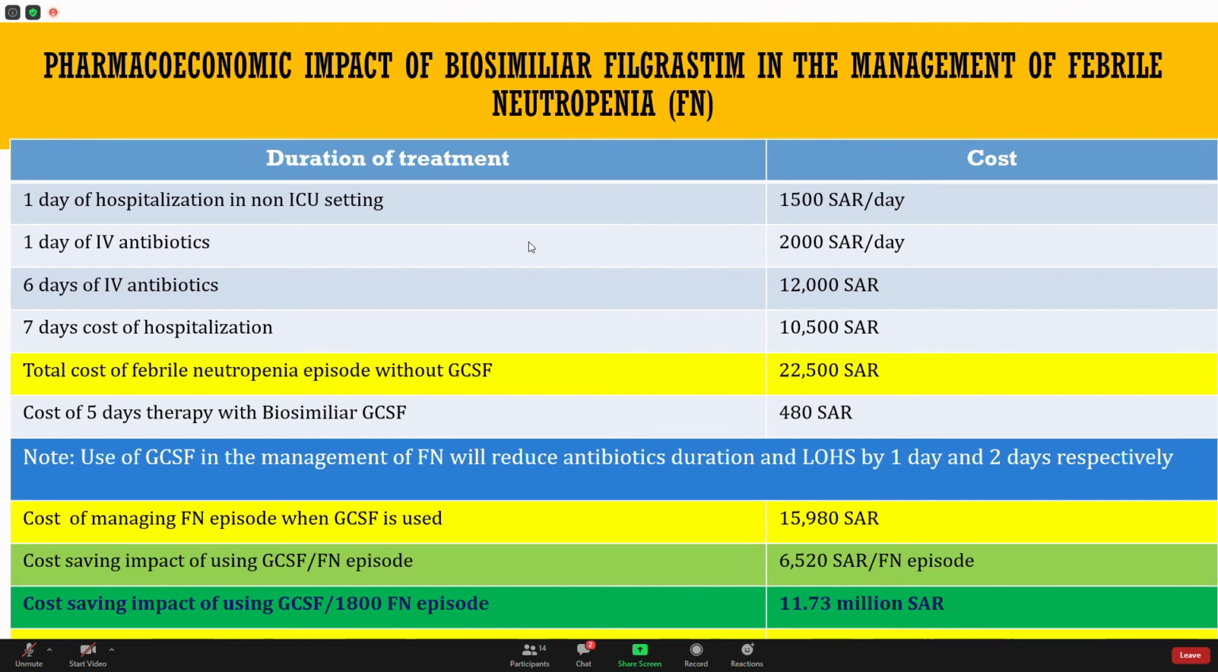Not only this, in one floor, we'll be saving 150 to 300 admission days per medical oncology floor per month, which has significant hidden value in terms of cost saving. So based on this, I strongly recommend to use biosimilar filgrastim for the management of febrile neutropenia, which not only saves the money, but also saves the admission days.